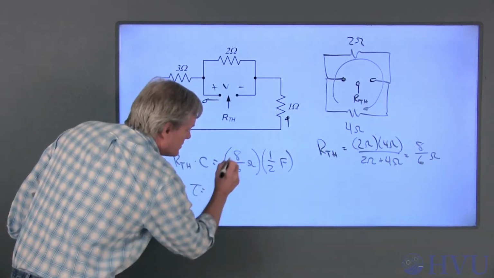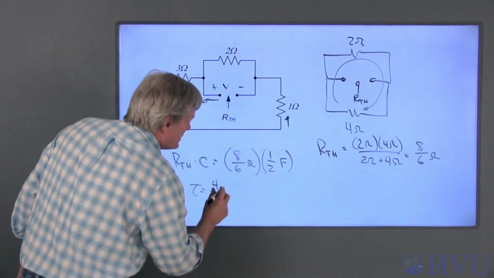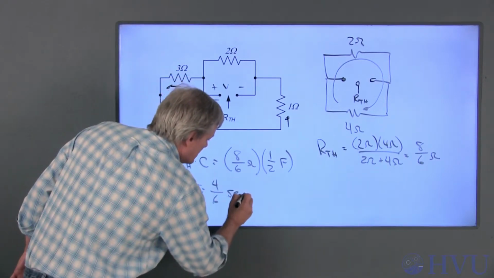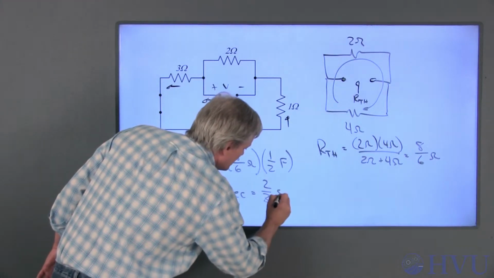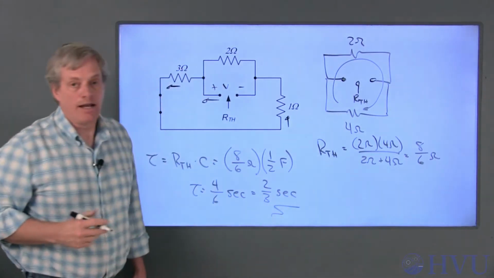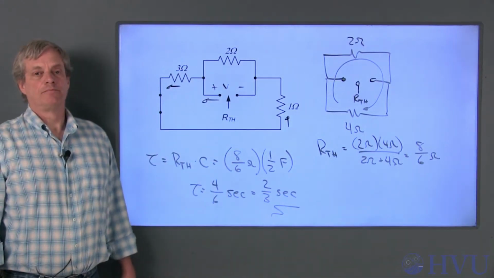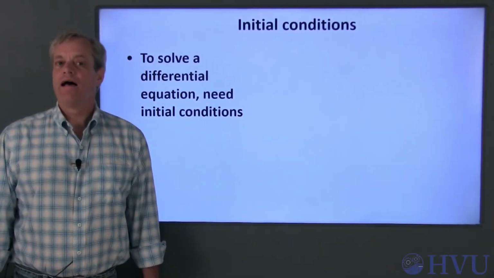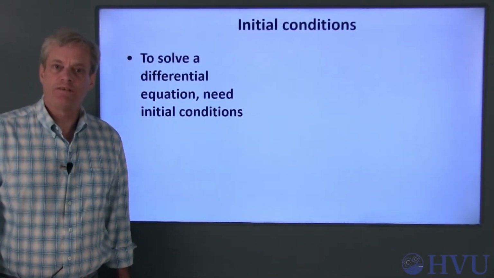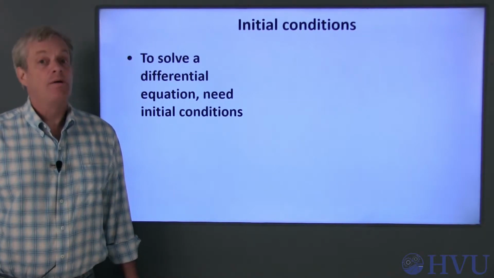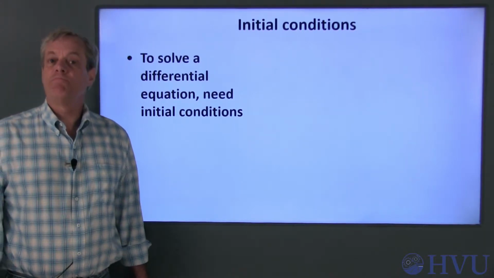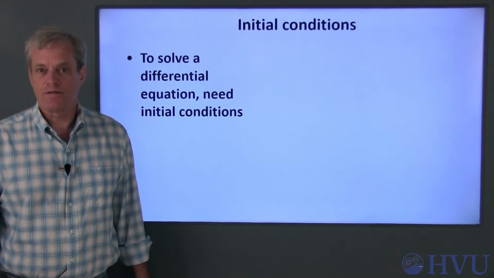So tau is 4 over 6 seconds, which is 2/3 of a second, which is the same result I got from the differential equation. I won't get into the details of solving differential equations until the next video, but there are a couple of things I want to mention before we solve the governing equations.